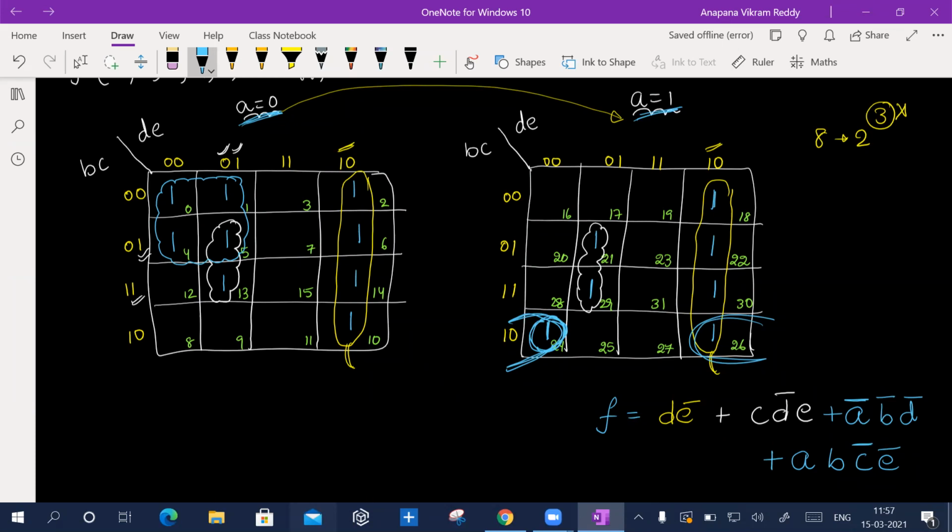Now I hope everybody is able to understand. Am I clear so far? Yes, sir. That's it. So we covered 95% of unit number 2. The remaining 5%, I think we will have to implement expressions with only NAND and NOR. That's it. Thank you.